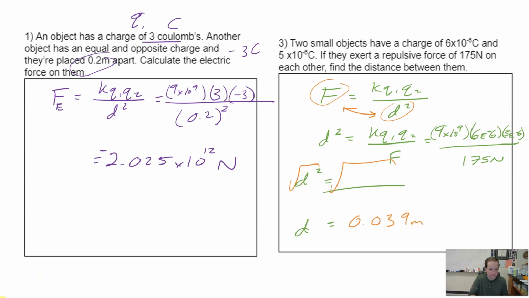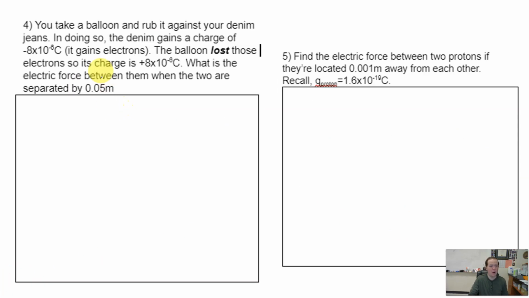That's question number 3. Question number 4, again a math problem. You take a balloon, you rub it against your denim. In doing so, the denim gains a charge of negative 8 times 10 to the minus 6. It gained electrons. The balloon lost a charge. It has, in fact, the opposite charge of positive. What is the electric force? Well, at least in this one, we don't have to do any weird algebra. It's asking for the force, and that's what the equation is already originally written as. So K Q1 Q2 divided by d squared.